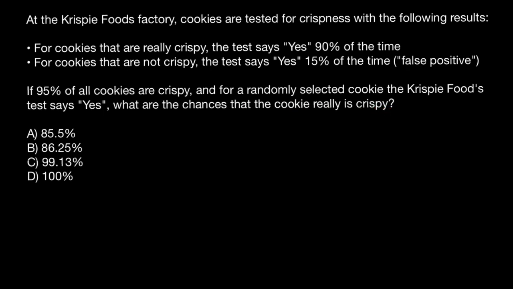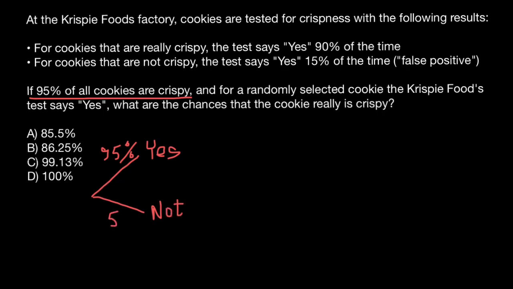According to our problem, all the cookies produced by the Crispy Foods factory fall into two categories. 95% of them are crispy. That means that 5% of them are not crispy. So let's show it here. Crispy would be yes, and they are going to make 95% of all the cookies produced by this company. And not crispy is going to be 5%.